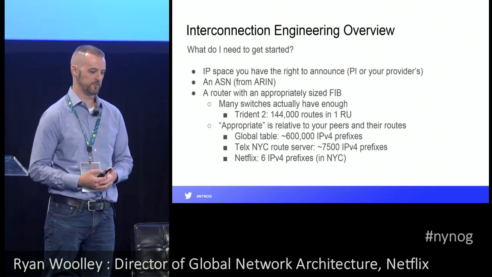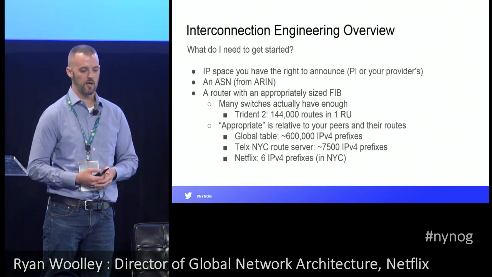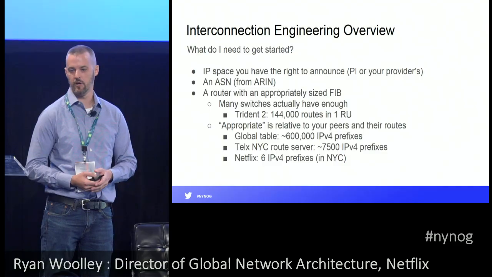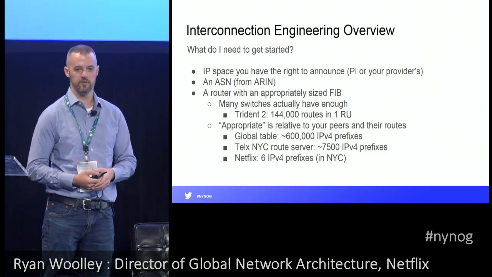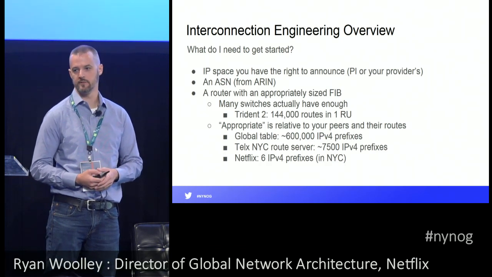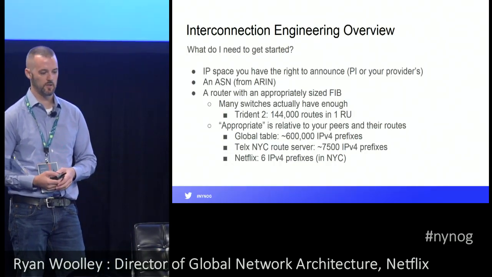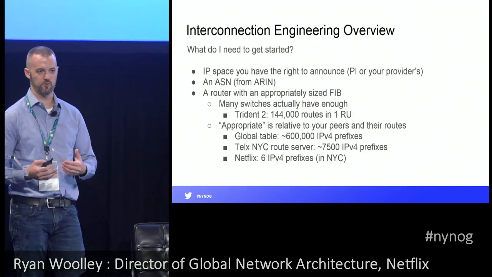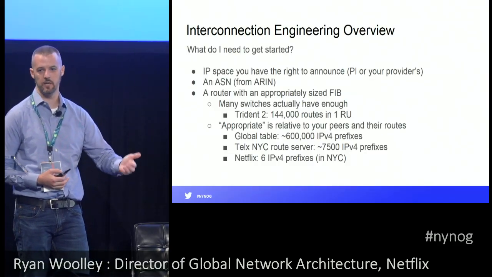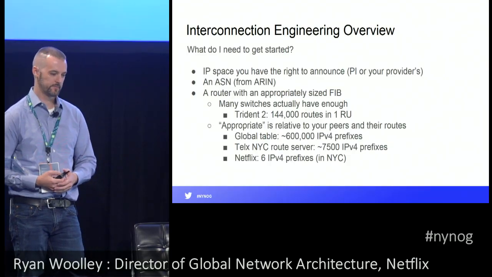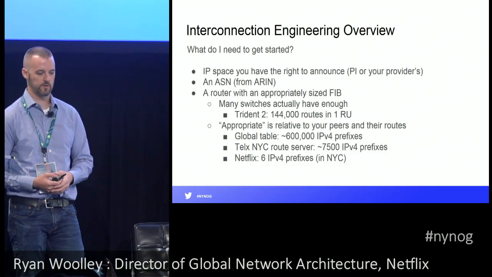To give you an example, Trident 2, which is the chipset in some of the 1U Arista switches, can hold 144,000 routes in the hardware forwarding table. So this won't hold, say, a global route table, but it is enough if you want to join a route server at TELUS, for example, where I looked this morning and there were about 7,500 prefixes. So you have to look at this as a bits-per-route question and decide if it makes sense for you to invest in hardware that's capable of taking all these routes. Netflix is the extreme example. We just send local routes, and there's a tremendous amount of traffic on that.